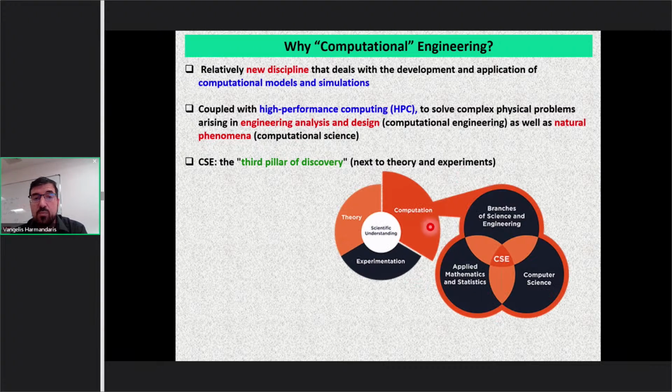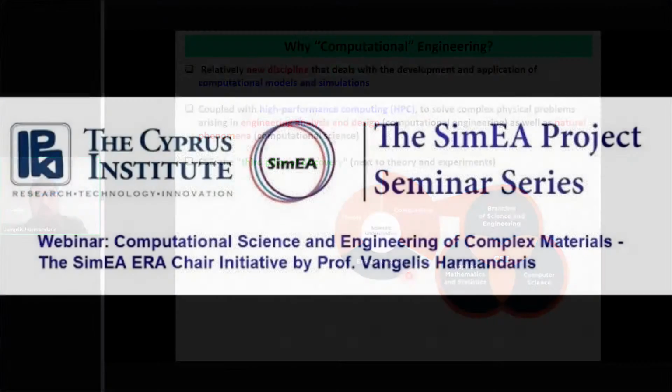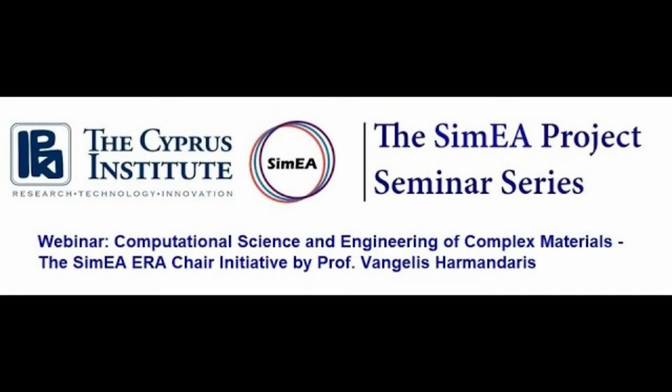There is this very nice plot here where you can see that scientific understanding for thousands of years was mainly achieved via experimentation and theory. So in the last 50 years, if we want to extend a little bit, we could say that computation is really part of this way to understand things and discover things. And as we said before, this is actually, again, the overlap between computer science, mathematics, or applied mathematics and statistics, and really all branches of science and engineering.